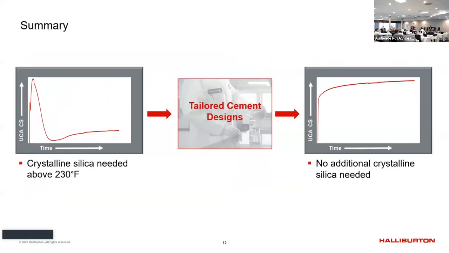And so, in summary, we have developed a way to tailor cements to mitigate strength retrogression without the need for any crystalline silica.